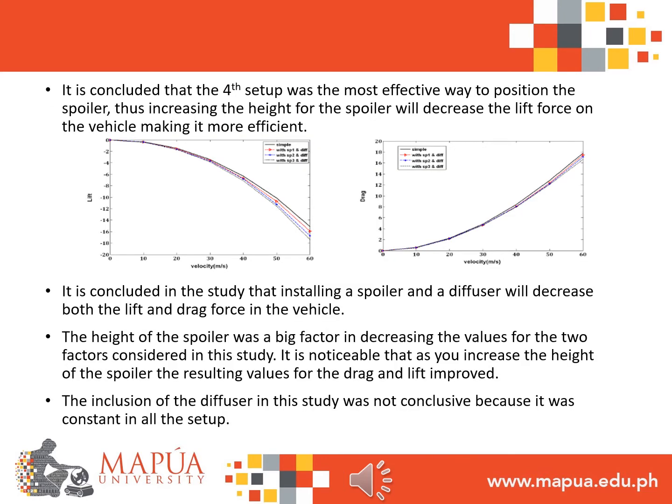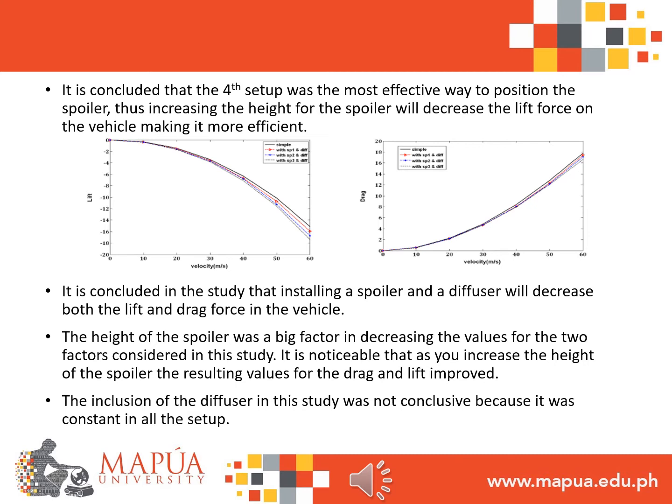It is concluded that the fourth setup was the most effective way to position the spoiler, thus increasing the height of the spoiler will decrease the lift force on the vehicle, making it more efficient. The figures below show the velocity versus lift and the velocity versus drag of the experiment.